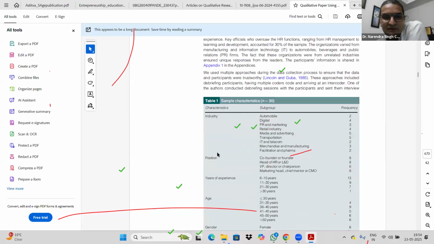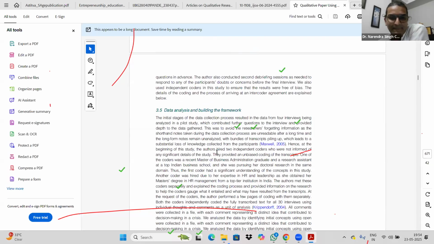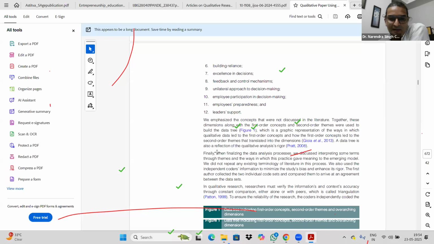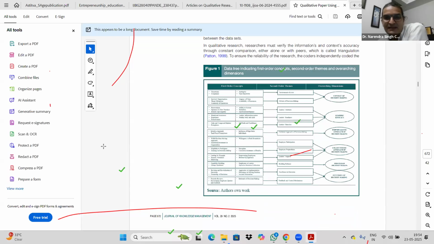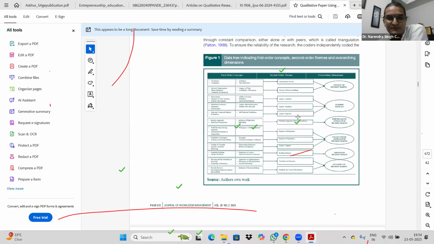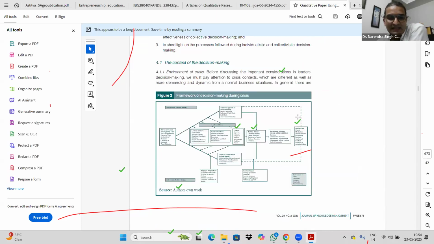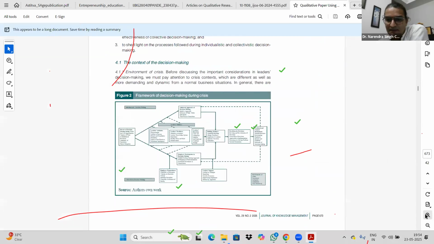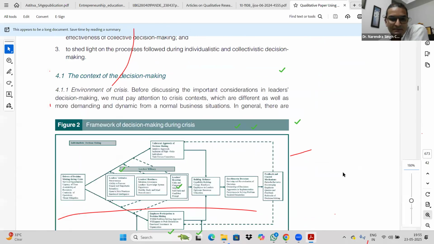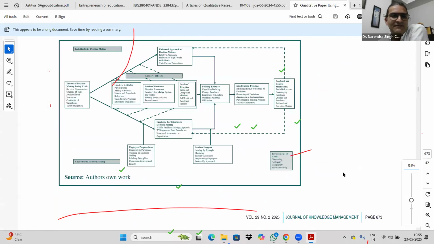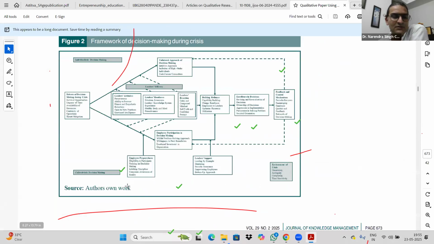So see, they have also given sample characteristics and this is a particular first order concept, second order concept, overlapping dimensions, which I've shown you earlier also. And this is a framework that they have suggested. So let me just elaborate it a little bit. So this is what they have done, and they have written the author's own work, right?